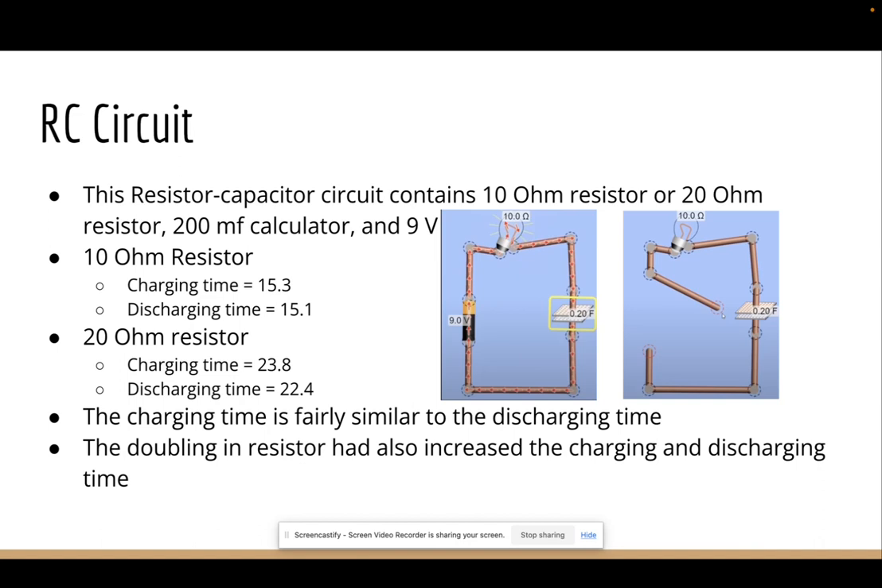Here we will construct an RC circuit. This resistor capacitor circuit contains a 10 ohm resistor or a 20 ohm resistor, a 200 mF capacitor, and a 9 V battery. The 10 ohm resistor charging time was about 15.3 and discharging time was about 15.1. Here we can see that they're fairly similar. And then doubling the resistor also increased the charging and discharging time.